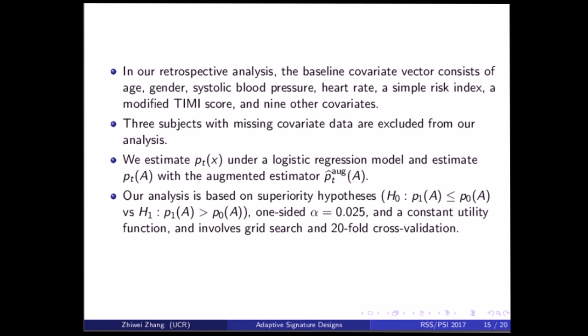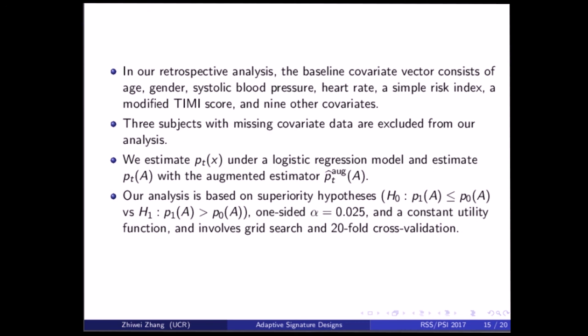On slide number 15, in our retrospective analysis, the baseline covariate vector includes age, gender, and well-known risk factors in cardiology. 3 subjects with missing covariate data are excluded from our analysis. We estimate PT of X under a logistic regression model and estimate PT of A using an augmented estimator. Here we want to test for superiority at level 0.025, one-sided.